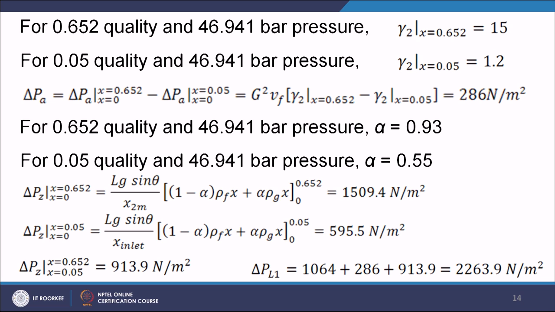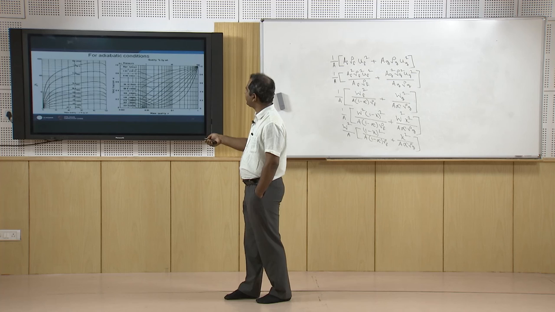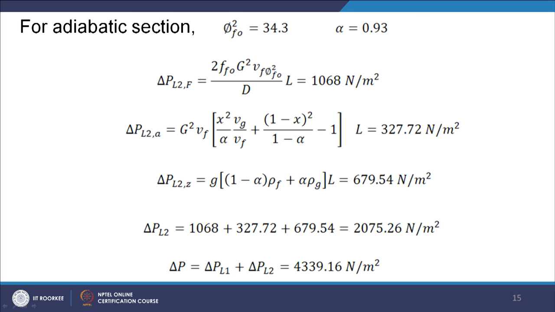Now this is for the adiabatic section, this will be very simple. So, we have to once again find out phi FO and alpha using your Martinelli Nielsen chart. Using these two charts, we will be finding out phi FO and alpha. Then finally, we will be finding out the friction factor, acceleration factor and z factor. So, this is 1068 coming out to be, because we have found out FO and alpha. Acceleration part comes out to be 327, gravitational part comes out to be 679. So, altogether for the non-heated part, it becomes 2075. So, if you add delta PL1 and delta PL2, it becomes 4339.16 Newton per meter square for the whole pipe.